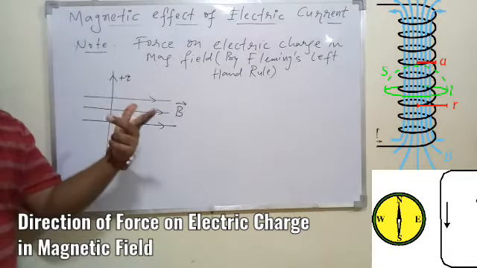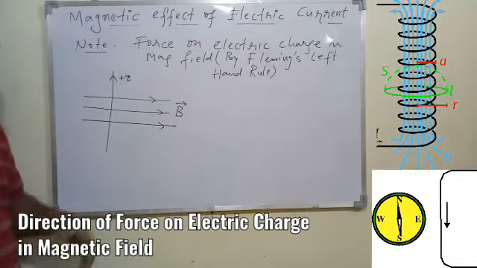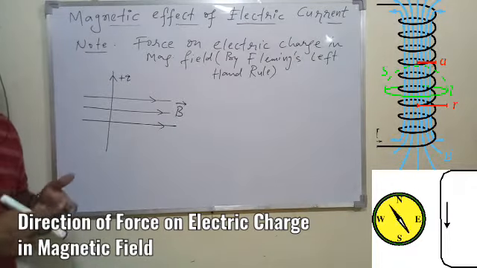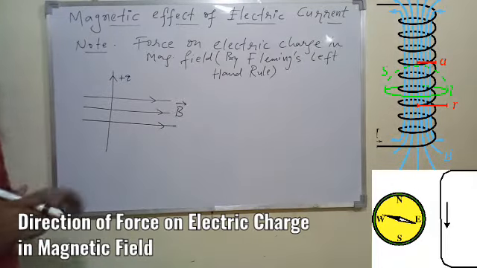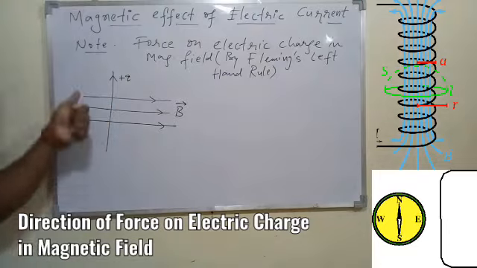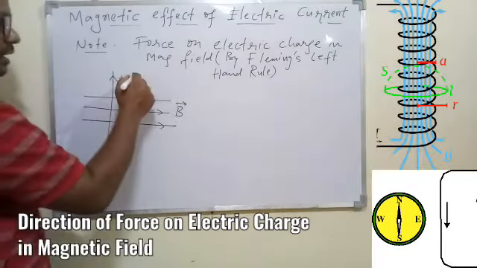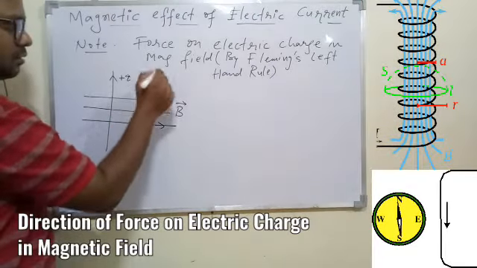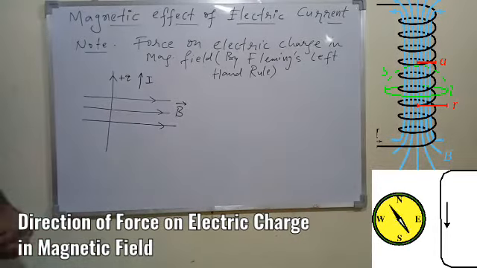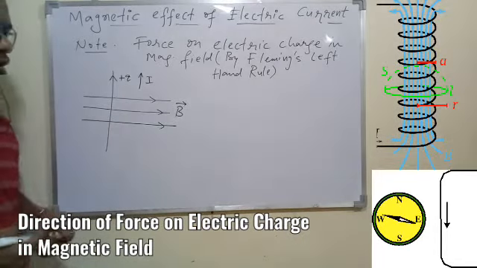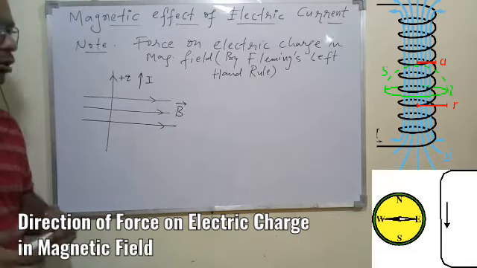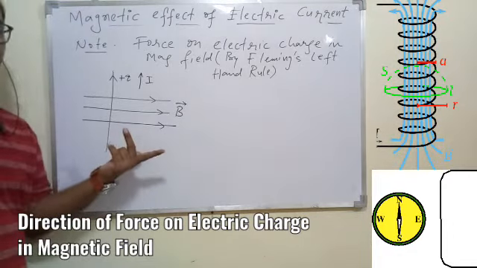For this we can again apply Fleming's left hand rule. The only thing we should know is that for Fleming's left hand rule we need the direction of current, and if the positive charge is flowing upward, then we can say the electric current is also flowing in upward direction, because the direction of current is taken as the direction of flow of positive charge. And now we can apply the rule.